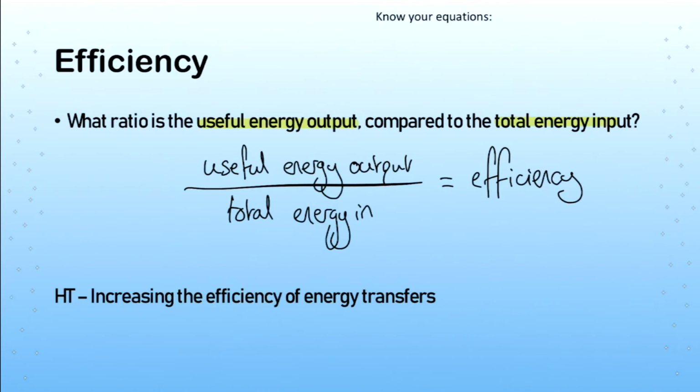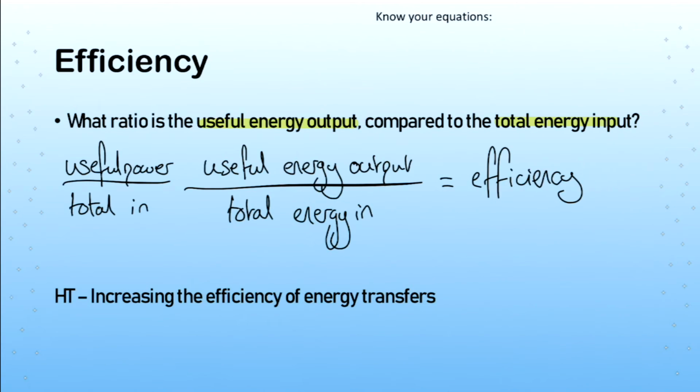You could also talk about it in power, so useful power output over total power in. Essentially it's the same thing, because the energy is going to be dependent on the time that you're using it, and the total time is going to be equal to the amount of useful time that you're getting out, if you like. So it's the same setup. Useful divided by total equals efficiency. Very lovely little setup.